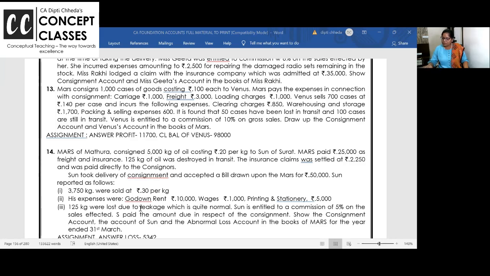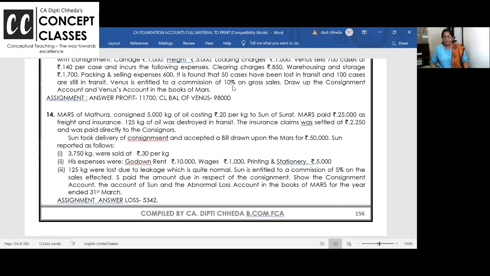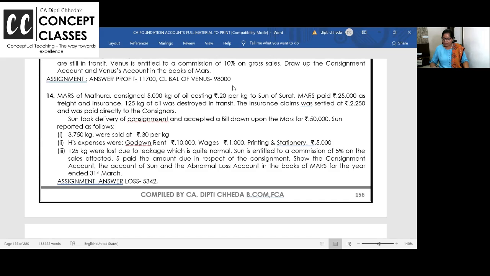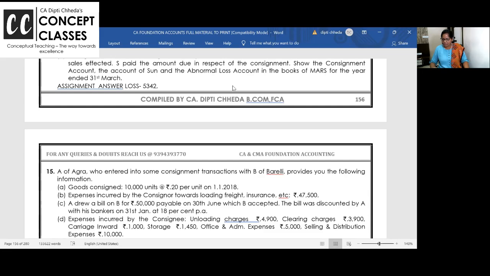Please mute yourself. Who has joined with Redmi, write your name also. Is the revision clear or not? What I have done now. For the 14th problem also I gave the answer. Write down, there is a loss of 5342. The 15th is all combined. We'll see it later.